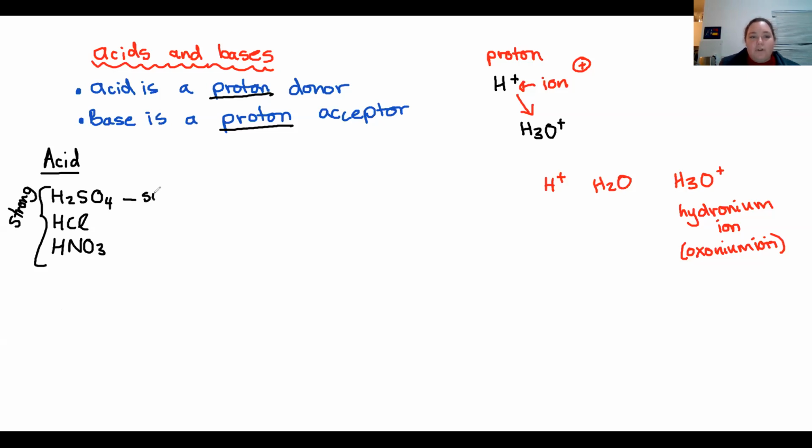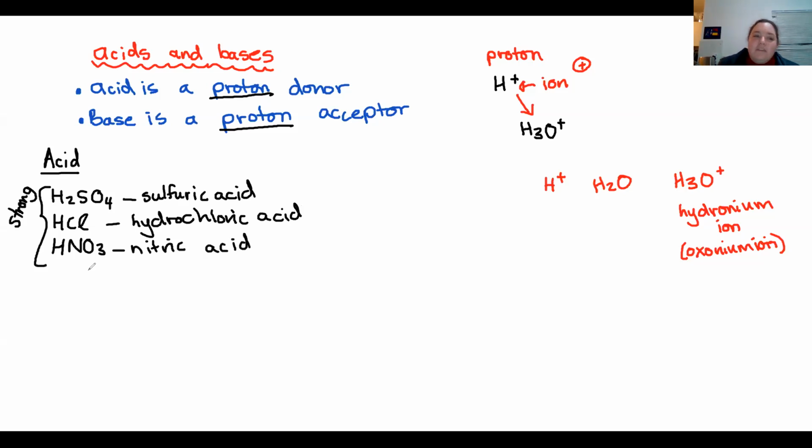So that was sulfuric acid, hydrochloric acid, and nitric acid. Then the slightly weaker acids, I'm not going to get through the whole list because there are a lot of them. I may put down H2CO3, which is carbonic acid. Carbonic acid is what we get in fizzy carbonated cool drinks. H3PO4, phosphoric acid.